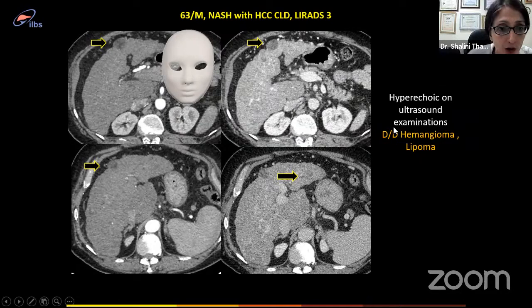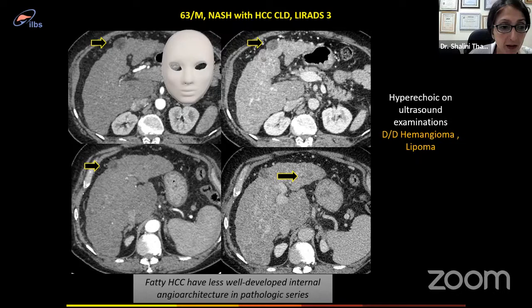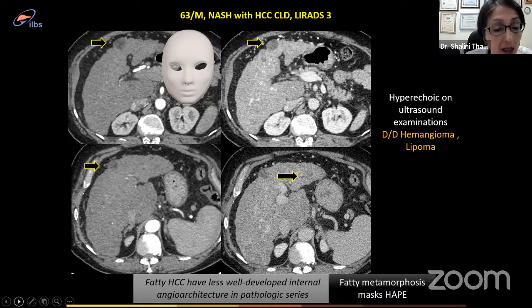On ultrasound, such lesions will also mimic hemangiomas or fat like lipomas, and they will be echogenic vis-a-vis an SCC which may appear heterogeneous on ultrasound otherwise. Fatty HCCs have less well-developed internal angioarchitecture in pathological series, and that is the reason why the vascularity is not very well seen in such lesions.